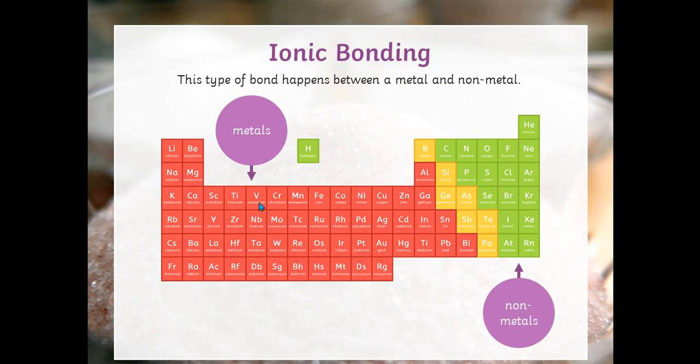The elements present on the left side of the periodic table are known as metals, whereas the elements on the right side of the periodic table are known as non-metals.